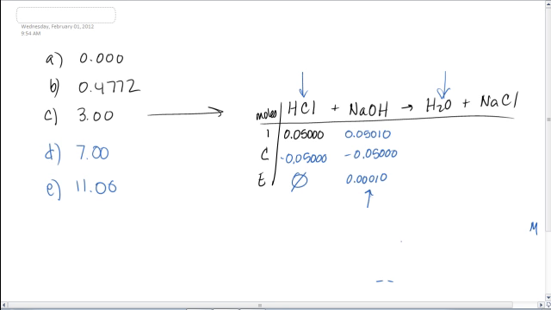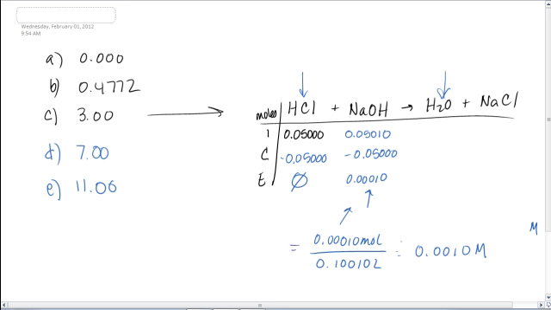Divide that by the volume, and I would just take the pOH and subtract it from 14. So, in this case, it's 0.00010 moles divided by the new volume, which is 0.10010 liters. And so that's 0.0010 molar.